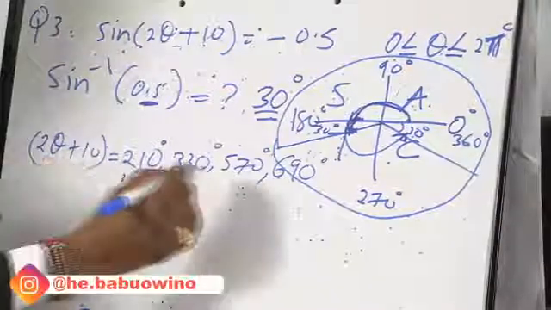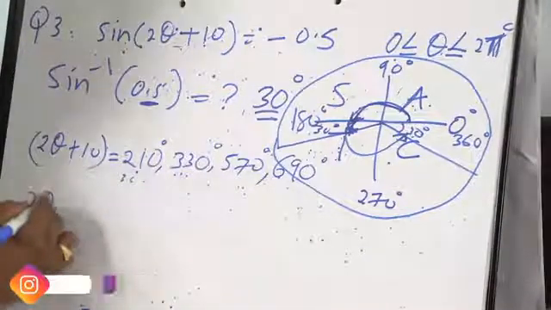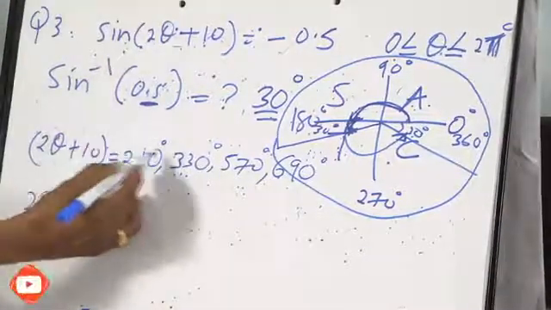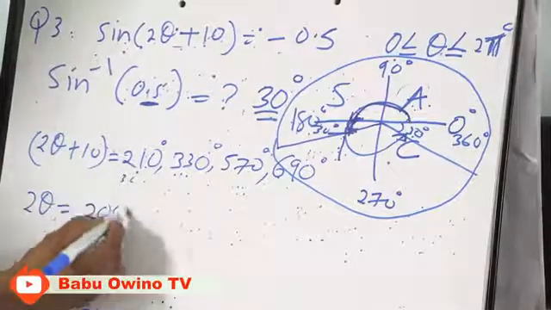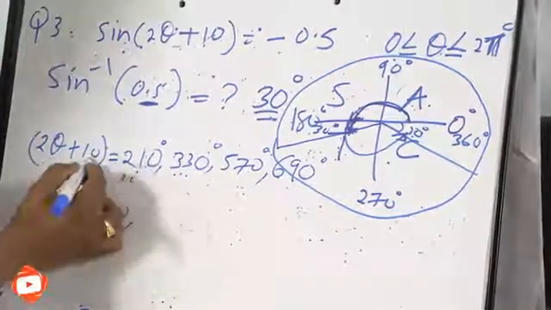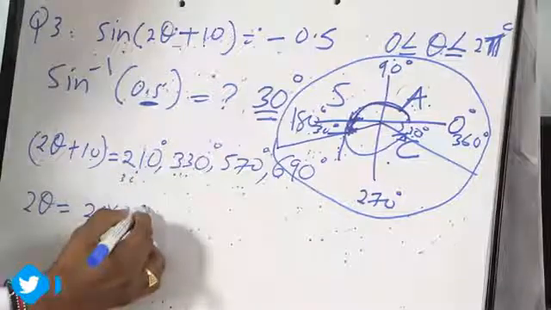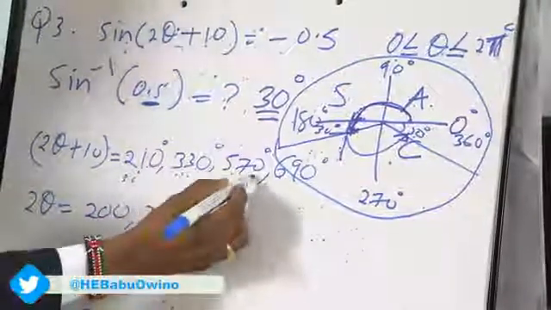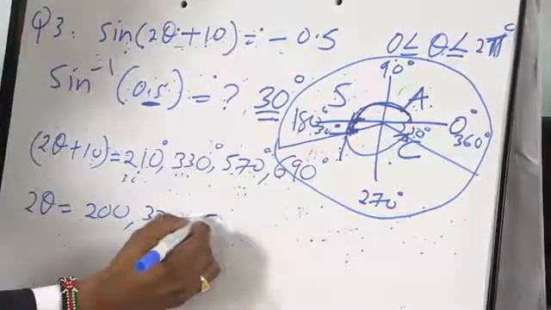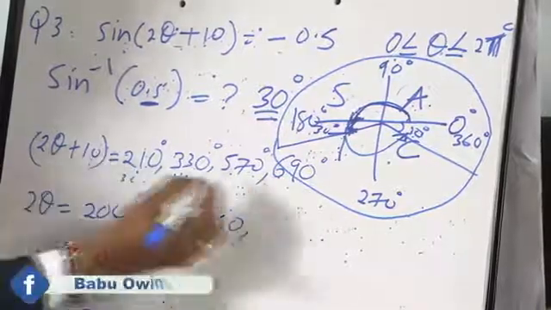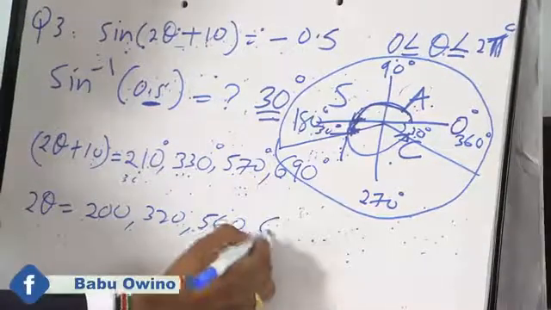Therefore, when we open this, we get 2 theta equals to, when 10 crosses the other side, it becomes 200, because it is 210 minus 10. 330 minus 10 is 320. 570 minus 10 is 560. And finally, 690 minus 10 is 680.